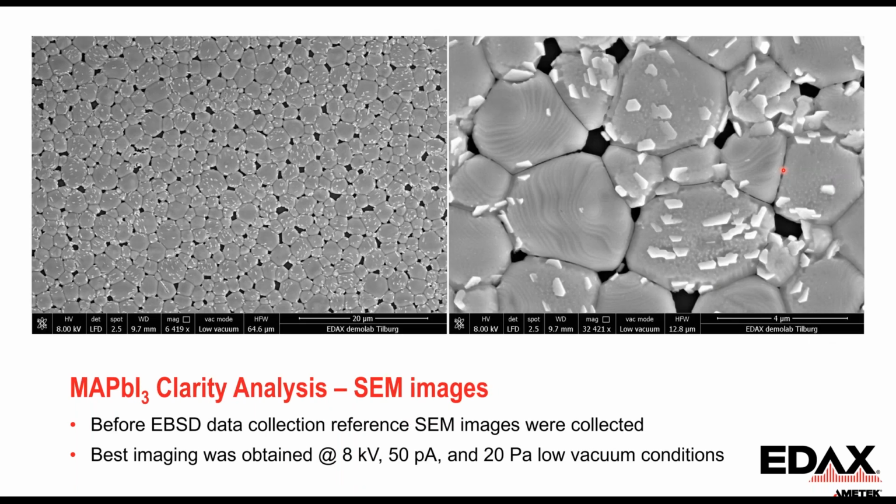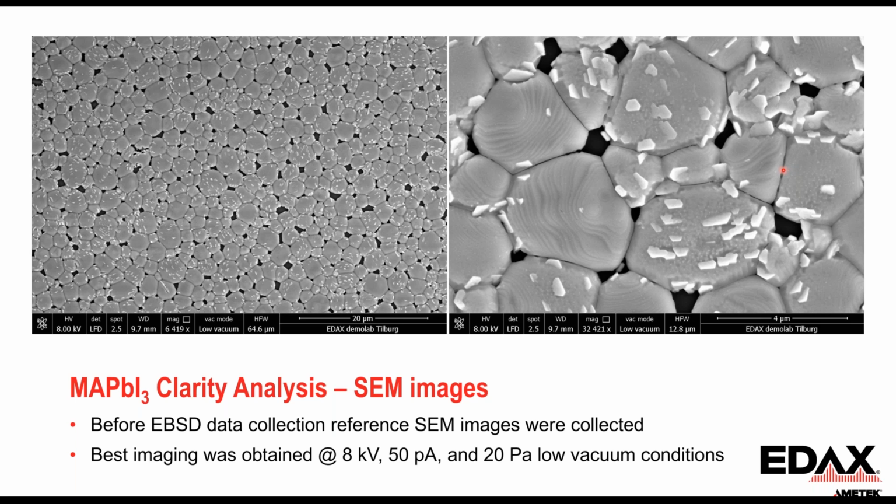So this is an example from a methylammonium lead iodide-based Perovskite, looking at the SEM images. You can see the microstructure at 2 different magnifications. These were collected as reference images to get an idea of the structure. The images were collected at 8 kV and 50 picoamps, in this case under a 20 pascal low vacuum condition.